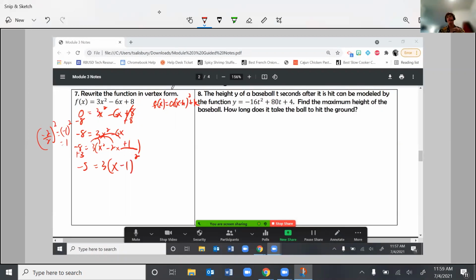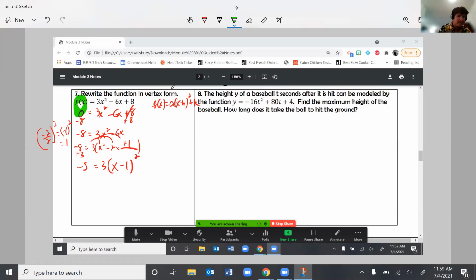Now, because we want vertex form, we're not actually trying to solve this. We want to now get this back equal to 0, because when we switch the f of x to 0, we have to redo that at some point and put f of x back in. So we need to have that side equal to 0. So we'll add 5 on both sides. To be 0 is equal to 3 times x minus 1 squared plus 5. And now we can convert 0 back into f of x.